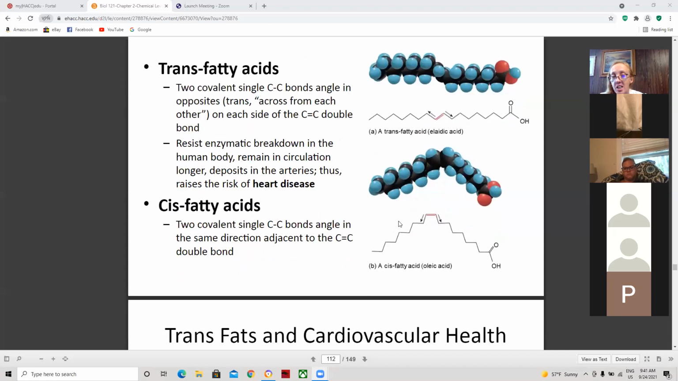Cis fatty acids are where we have both of the groups that are attached to the two carbons of our double bond on the same side of the plane. So trans meaning opposite sides of the plane, cis meaning on the same side.